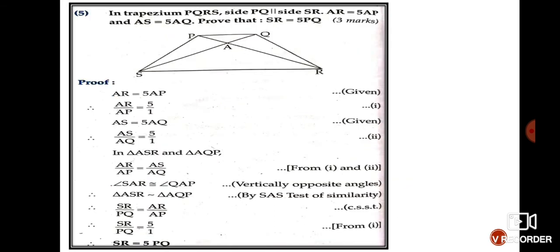Okay. We go to the 5th sum. In trapezium PQRS, you have PQ parallel to SR, and they have given AR is equal to 5 AP and AS is equal to 5 AQ. Prove that SR is equal to 5 PQ.